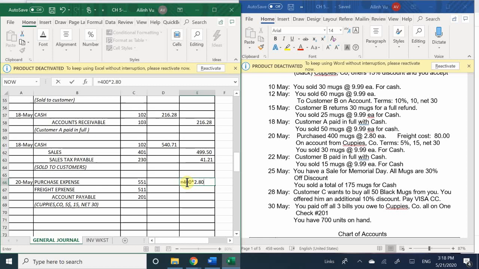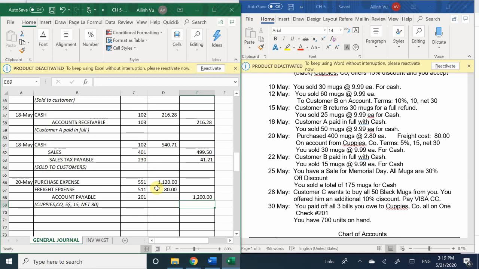Okay. So, how much is that going to give us? Oopsies, I'm on the wrong side. 400 times 2.80 equals $1,120. Yes. All right. How much was freight expense? $80. So what's the total amount that we owe? 1,200. All right.